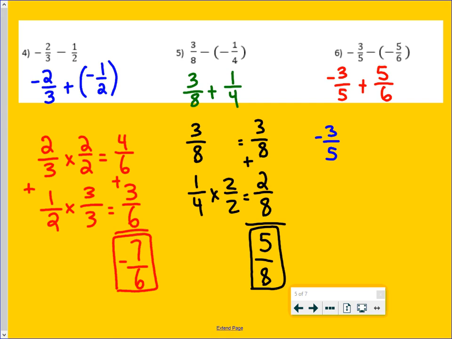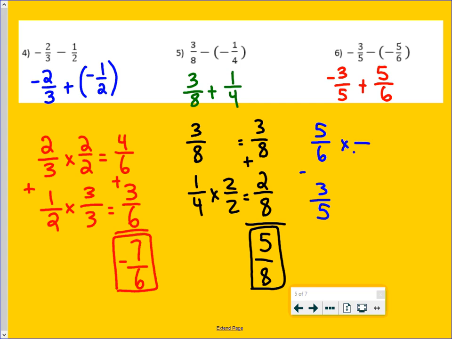So negative 3/5. Now you notice at the top here, the signs are different. So we're going to be subtracting. And you should be able to tell that 5/6 is bigger than 3/5. So I'm going to go ahead and put 5/6 on the top. Once again, if you're wrong and you put the wrong one on the top, that's fine. You can just change it around to where it's easier for you. So in this case, we have 5/6 on top and 3/5 on bottom because I'm subtracting them. They have different signs.